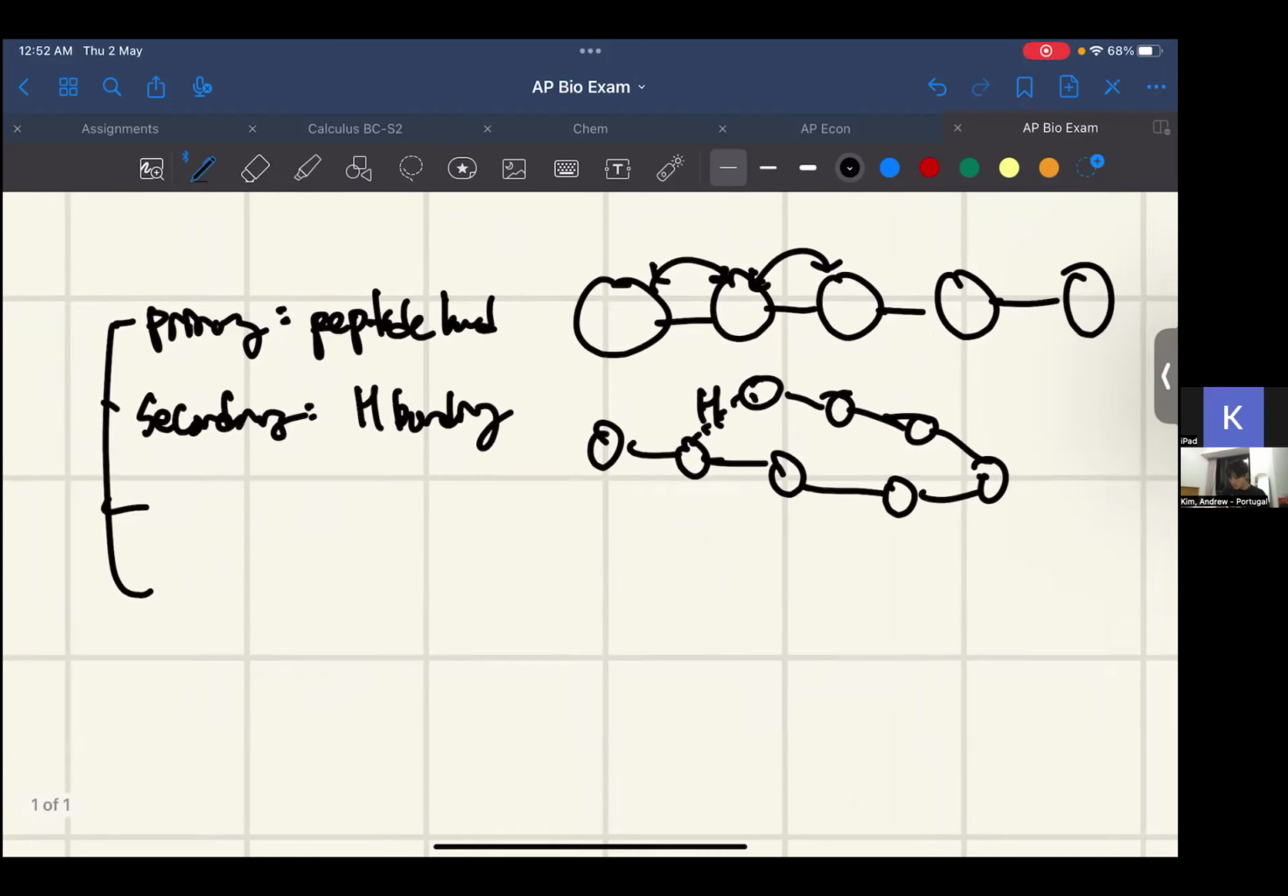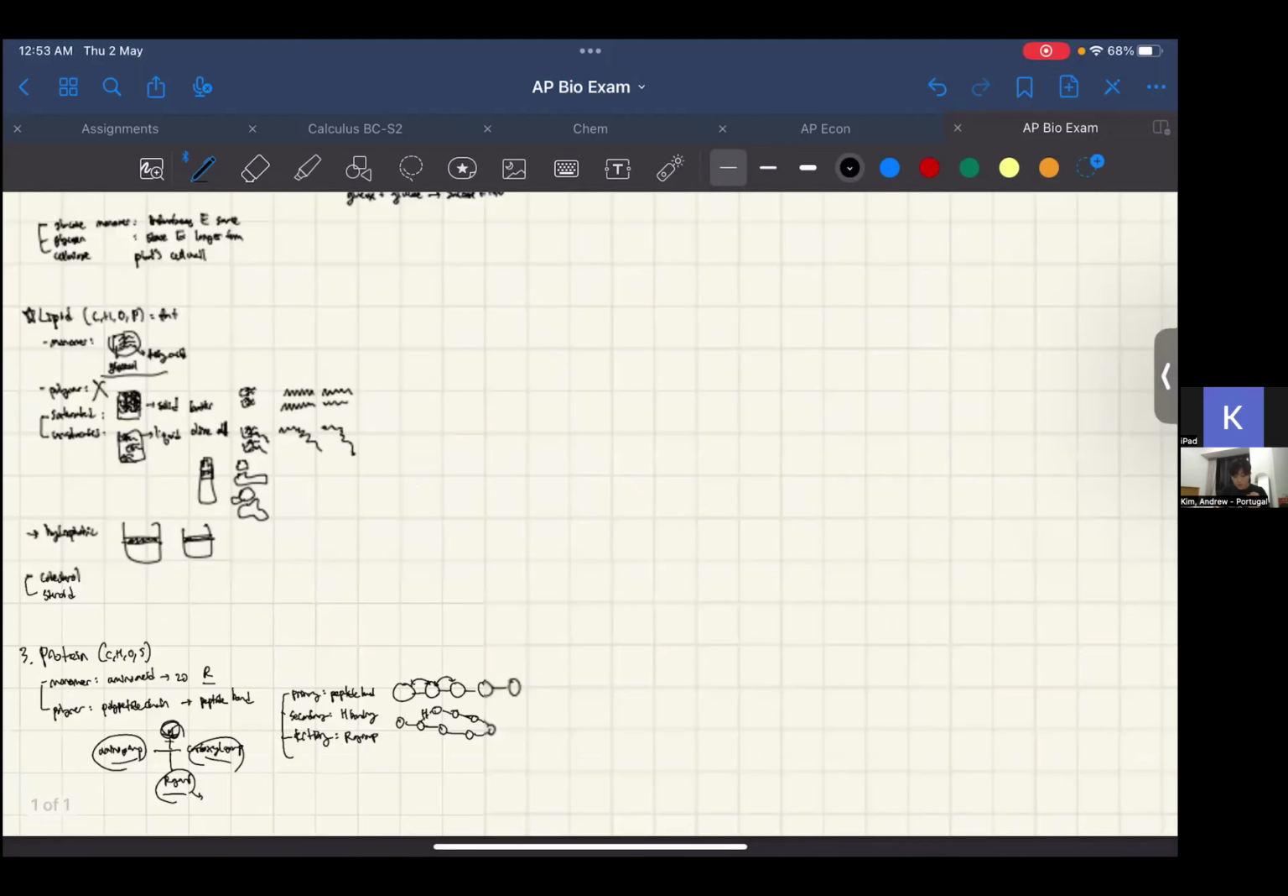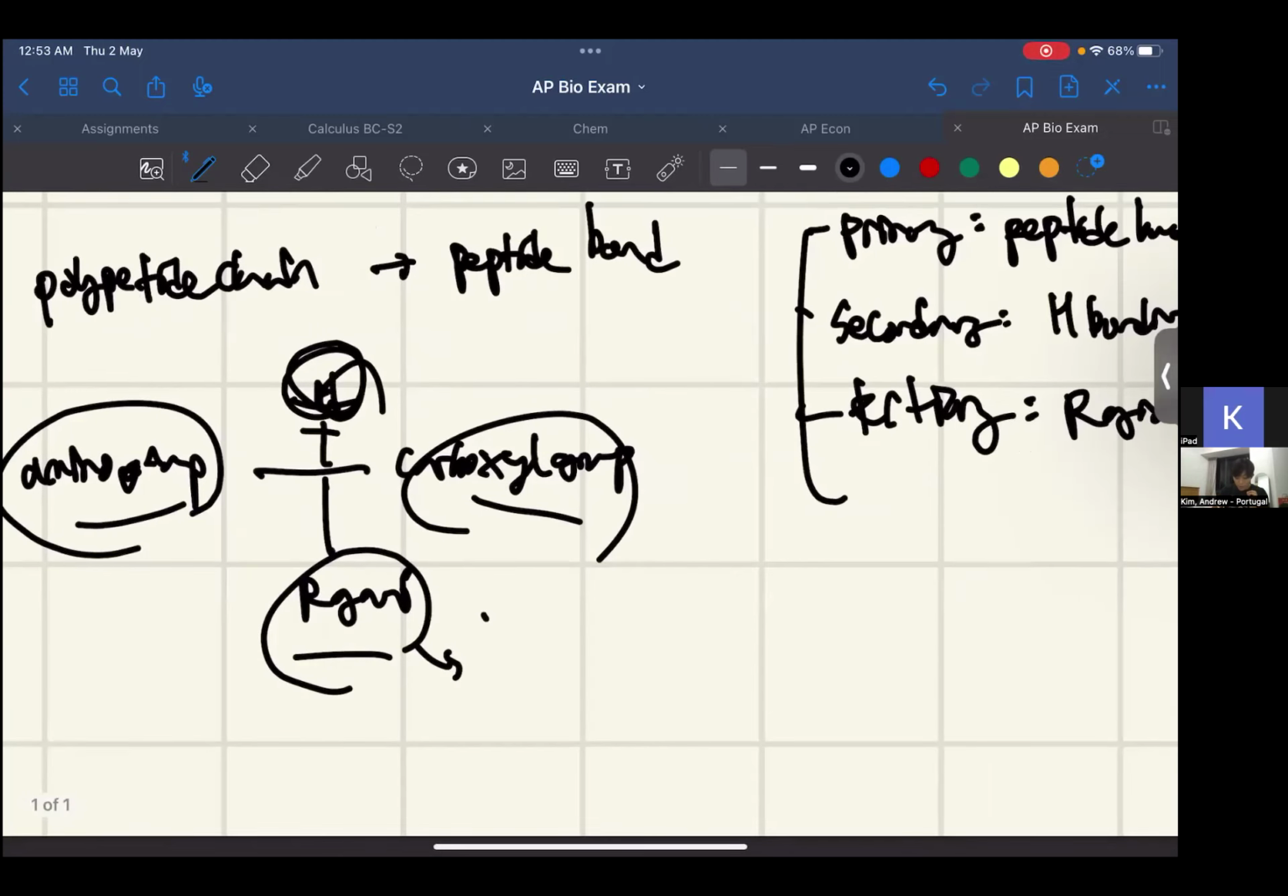Now, the third structure is called tertiary structure. And this is also a form of folding. But this time, it's not the H bonding that is folding the polypeptide chain, it is the R group that is folding the structure. How does that happen? Well, out of 20 R groups, some of them are hydrophobic. How can it be hydrophobic? My friend likes water. Hydrophobic, okay? And some of them are hydrophilic, okay?